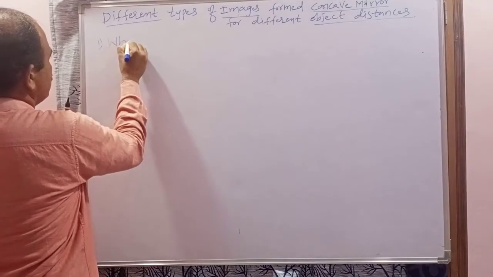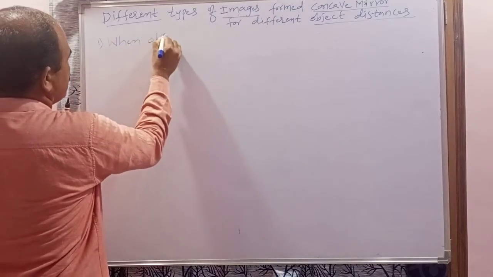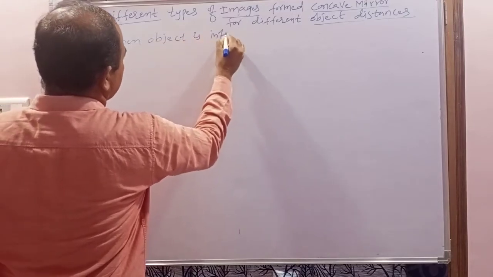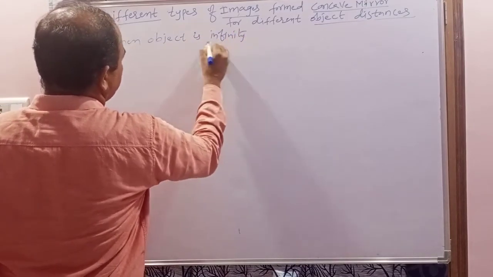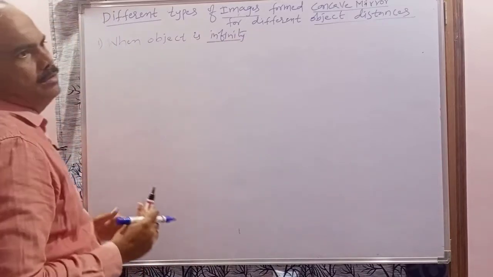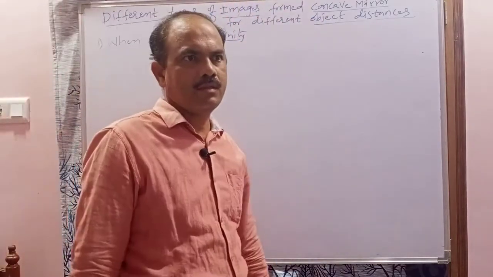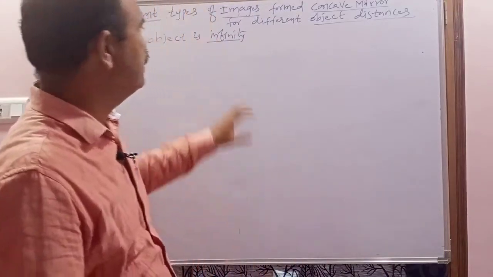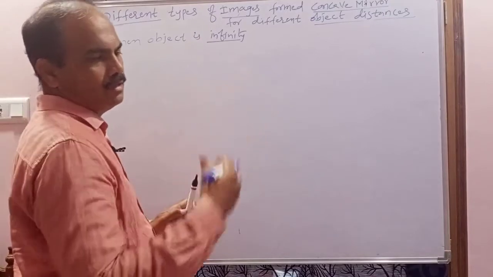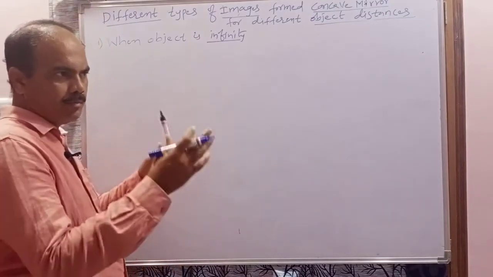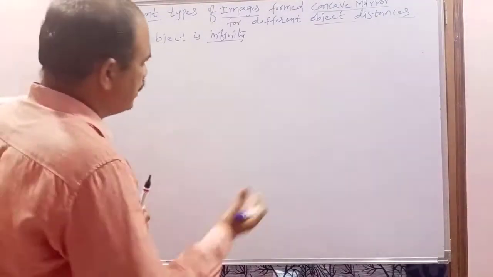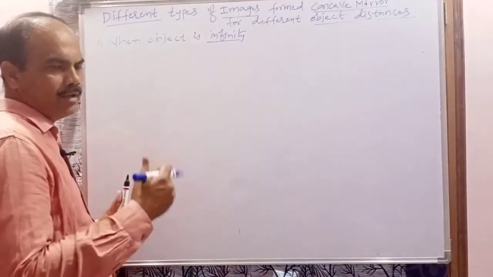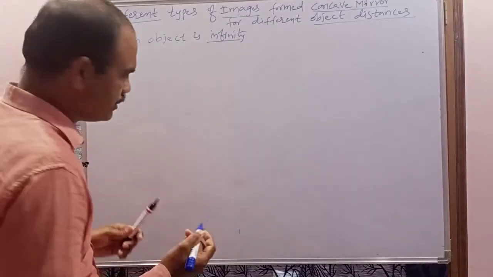So infinity means here the object is far away from us, in kilometers from us. In that case, the rays coming from that object will be parallel to each other. When they are incident on the concave mirror, sometimes they are parallel to the principal axis, sometimes they will make some angle with the principal axis.